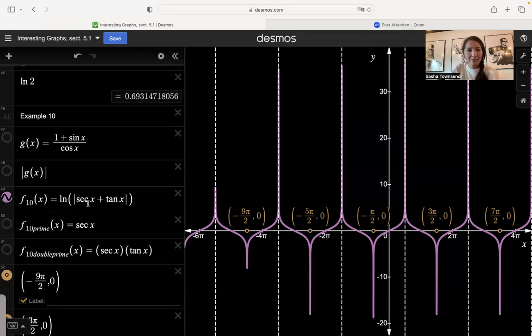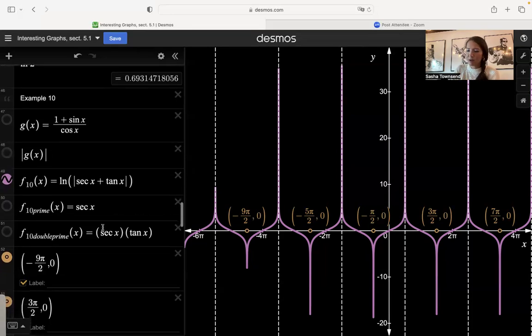Now, if we take the derivative of that, we should get secant of x, because we know that this is one of the antiderivatives of secant of x. We can do that on paper. And then we want to compare that derivative, or compare the graph of secant of x, to the graph of this, its antiderivative, as well.